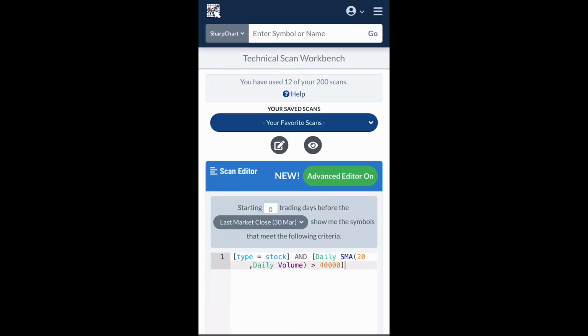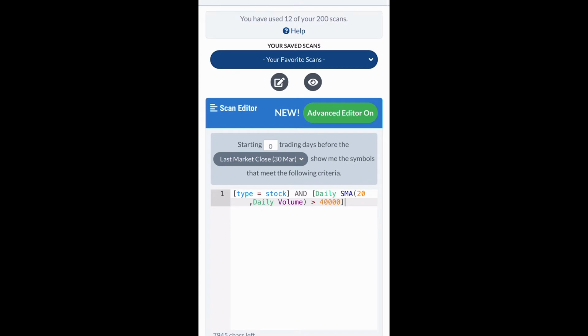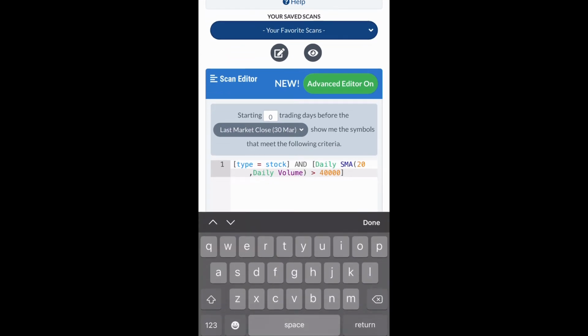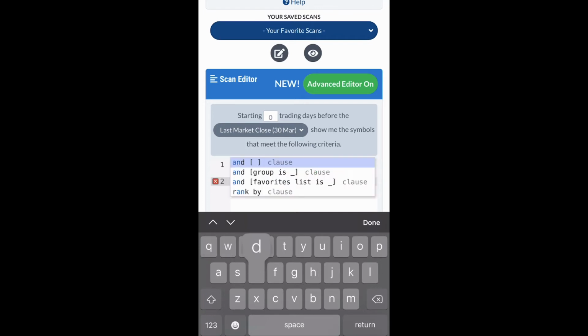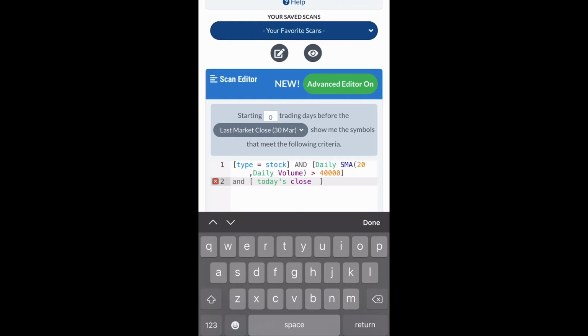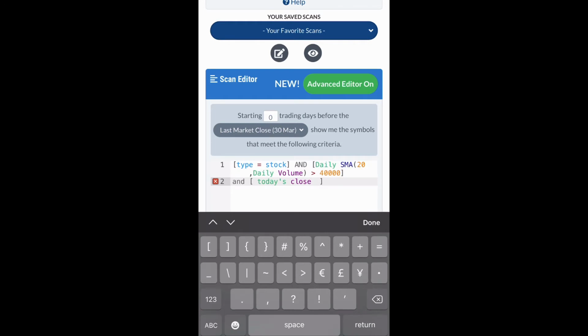So open up a new scan from the dashboard, and from the technical scan workbench, we're going to go ahead and keep this information. You don't have to, but why not? It's not going to harm the scan at all. We're going to go ahead and open up a new clause. And like I said, we're going to be looking at today's close. We want today's close to be greater than yesterday's close. So if the stock was at 10, we want it to be at 20. We want to know that it's increasing, right?